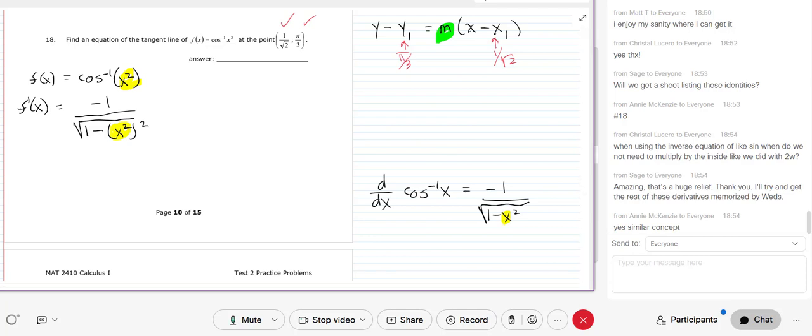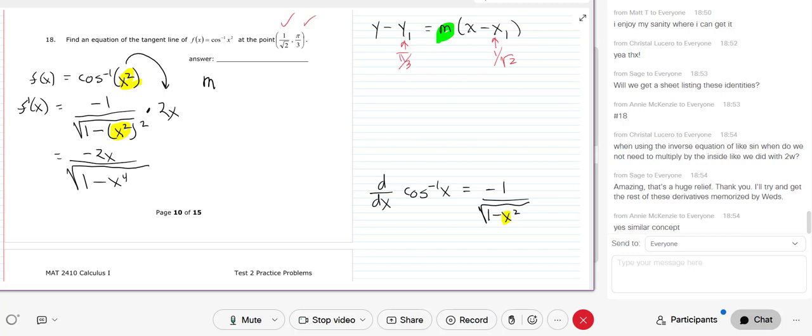Then yes, you do have to do the derivative of the inside part. The derivative of x squared is 2x. So your derivative is going to be -2x over the square root of 1 minus, and then that will work out to be x to the 4th. Does anybody have a question about how I did that derivative?